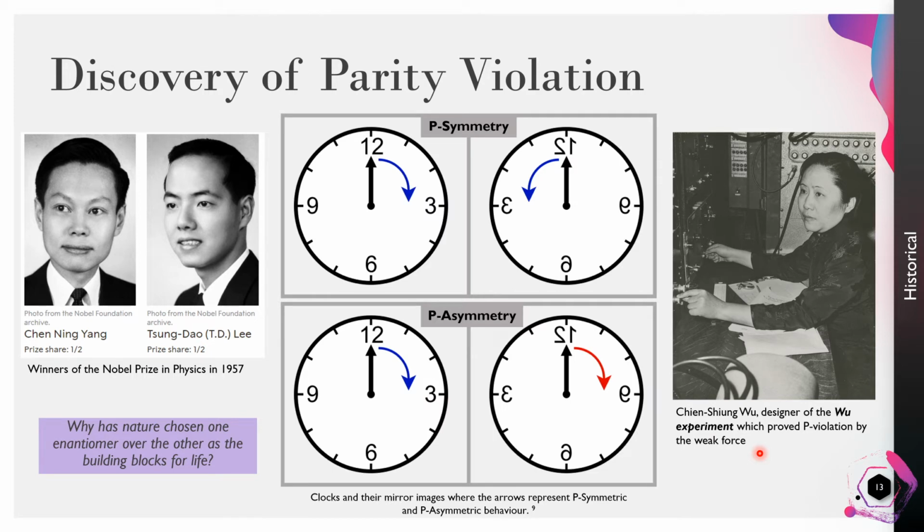Just a schematic representation of how strange this would be: if we had two clocks, you can see here for the parity symmetric example, in the mirror image of the clock on the left, the arms move in the same direction relative to the mirror plane. However, in this parity asymmetric case, the arm of this clock actually moves asymmetrically to its enantiomer, and this is how the weak force operates in our universe. It's not symmetric in that sense.